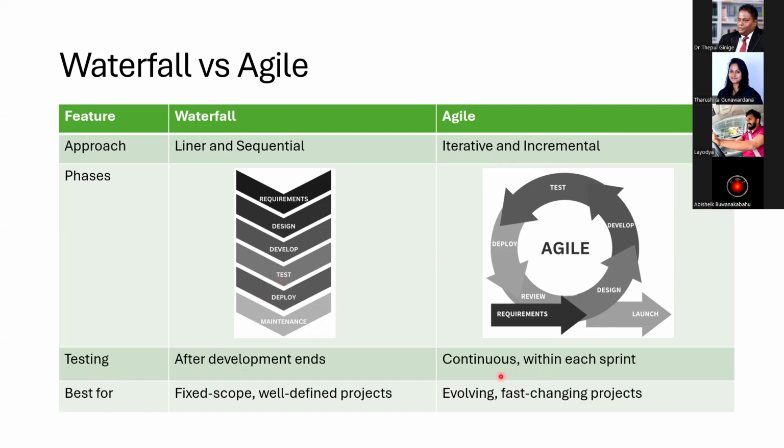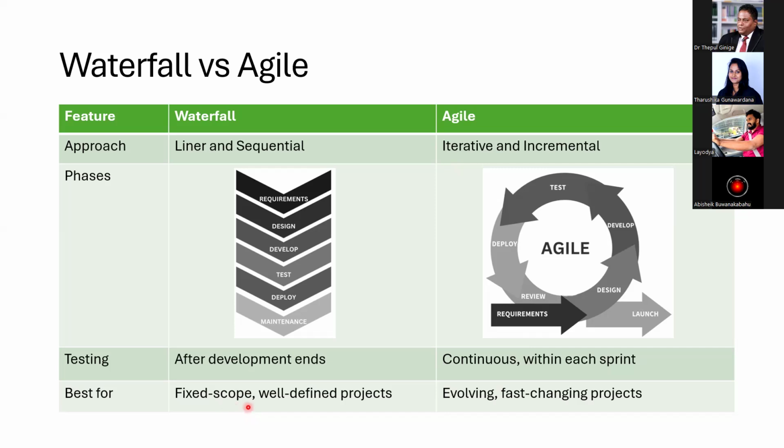But when it comes to agile, since we are developing part by part of the software, if there's some kind of error, then we can fix it in the next phase, right? That means in the next increment, we can fix it. We are not waiting until the end of the development of the entire software. So when it comes to agile, testing is continuous with each sprint.